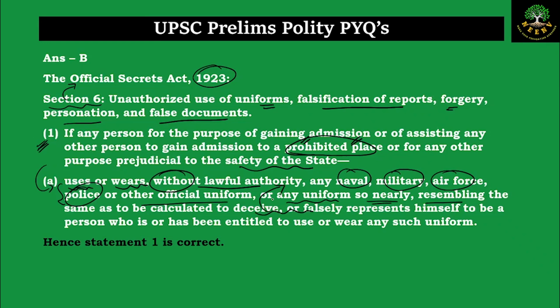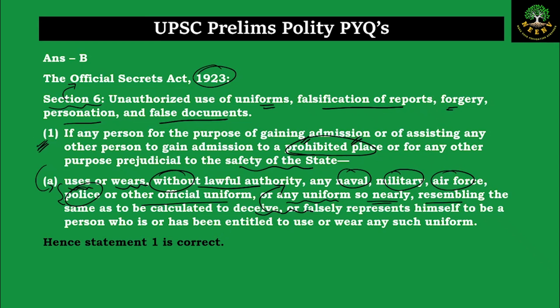For example, you are wearing the military uniform, or the dress you are wearing resembles the military uniform, or it will fool people and make them think that you are a military person. All this is penalized. And why? When you are doing this without being entitled to do so, without lawful authority, you don't have the power.